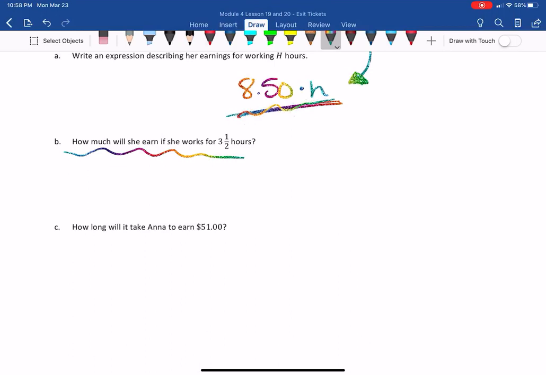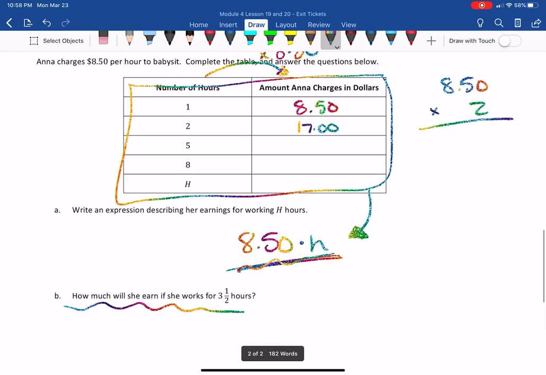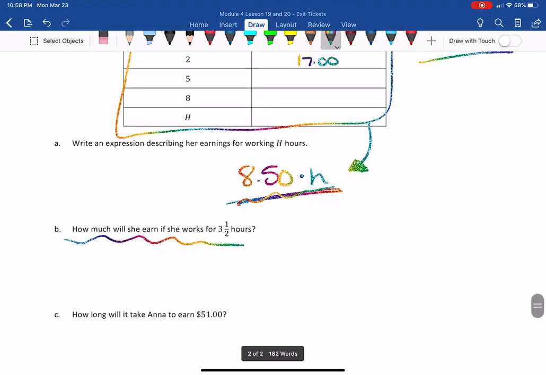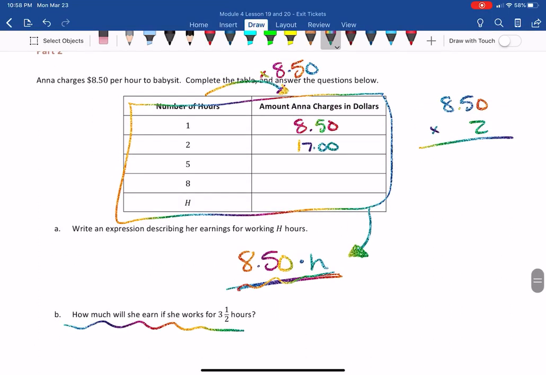Okay, down here you need to understand, it says how long will it take for Anna to earn $51? So I'm not plugging anything in here, okay? But what you need to understand is that you're doing the opposite. So instead of going from hours to dollars, now you're working backwards. I'm going from dollars to hours. So instead of multiplying by $8.50, I'm just going to divide by $8.50.